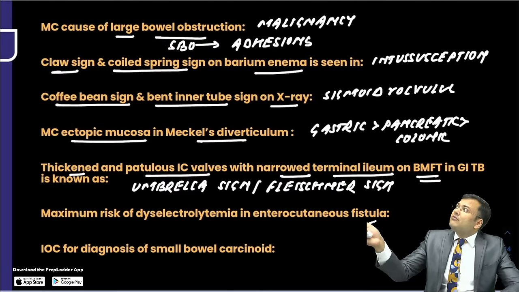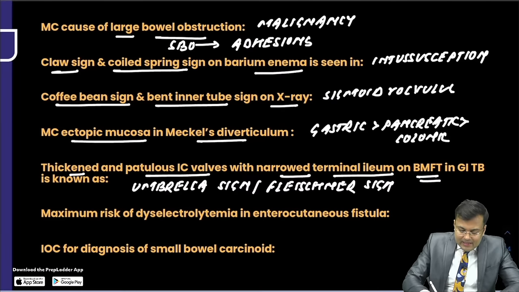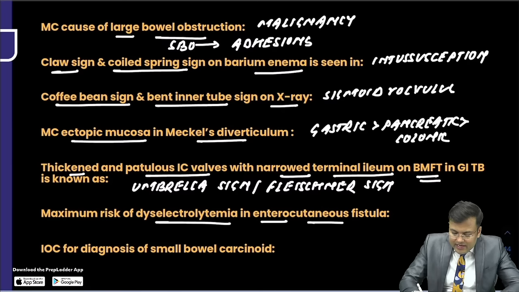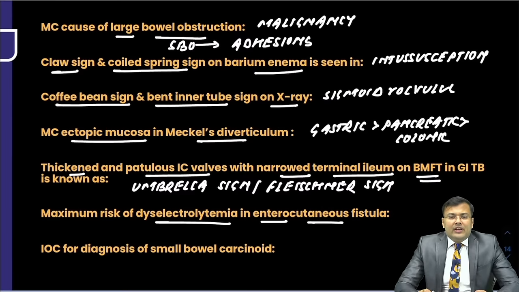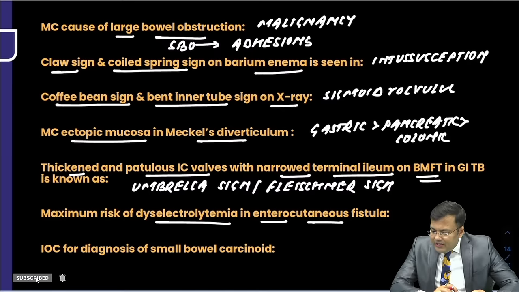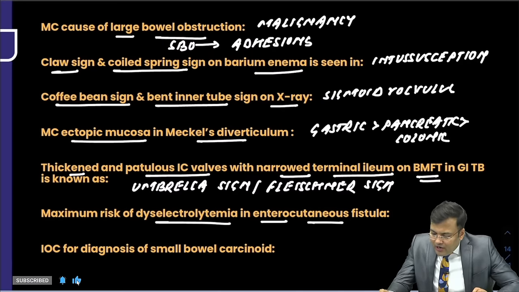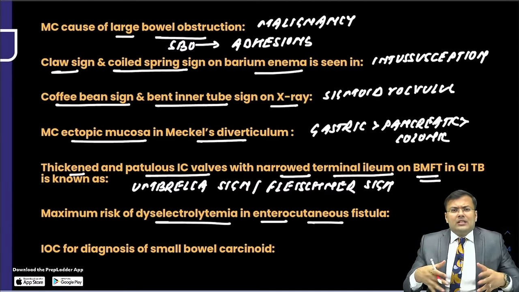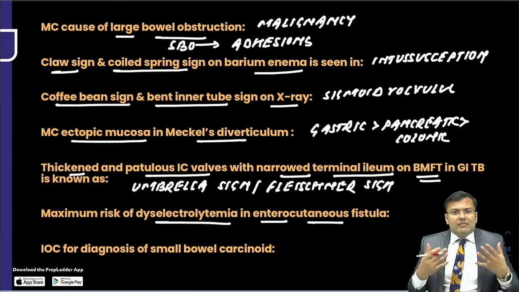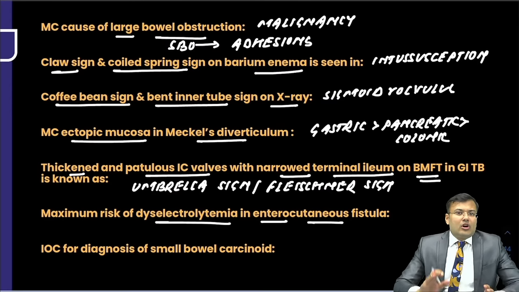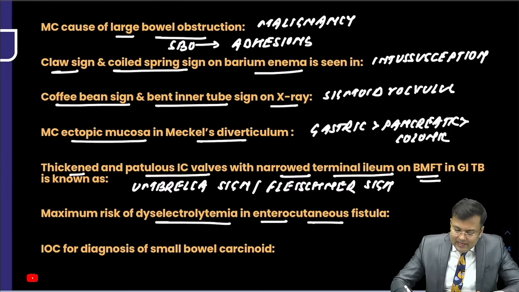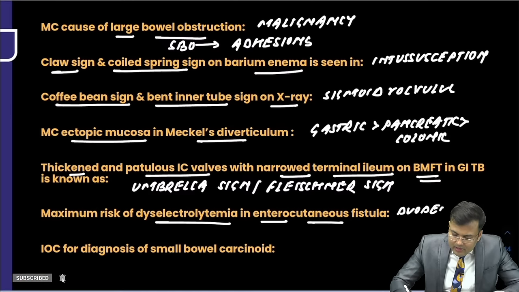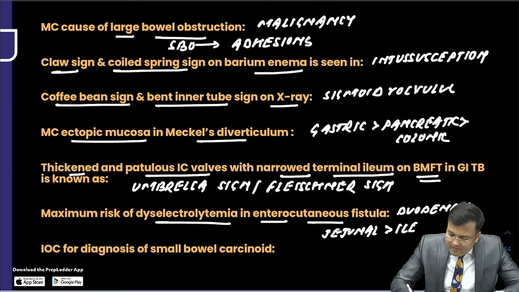Next question. Again a question of AIIMS PG. Maximum risk of dyselectrolytemia, it is seen in which enterocutaneous fistula? Duodenal, jejunal or ileal? Chirag Kumar Panda, very good. There is a very simple logic. Proximal fistulas in the small bowel have maximum risk of dyselectrolytemia. So obviously it is duodenal followed by jejunal followed by ileal.